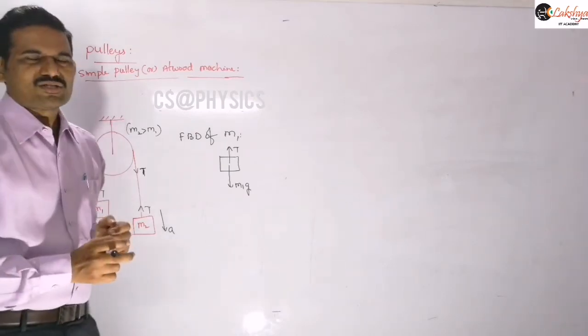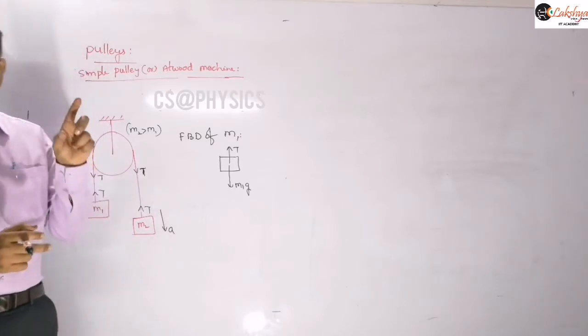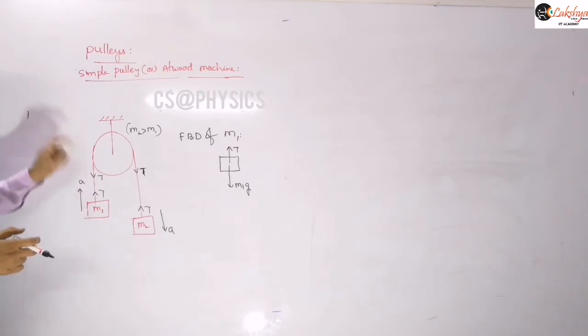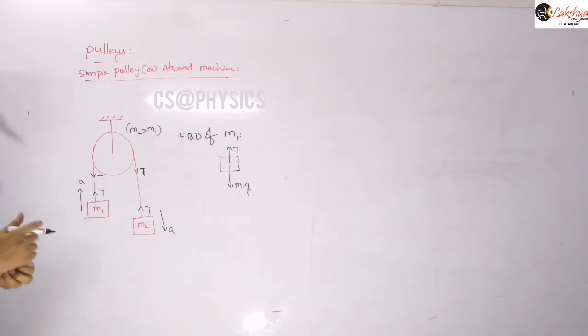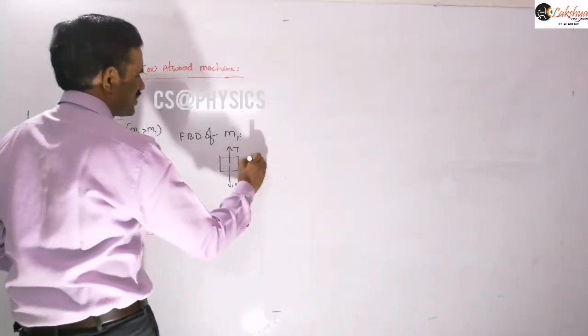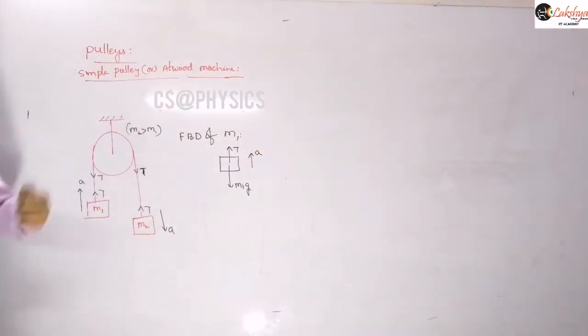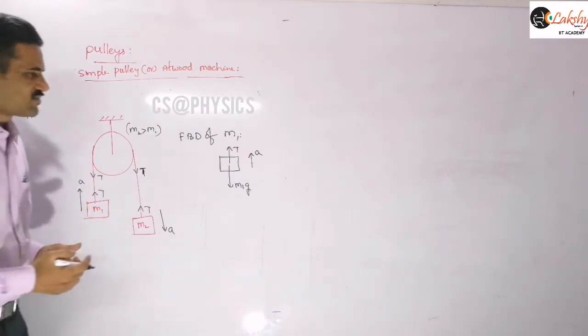The tension is always a pulling force, and at the ends it is always in the opposite direction. If you observe these two ends of the string, the tension is in the opposite direction here, right? Now under the action of these forces, M1 is moving upward, M2 is moving down, and the pulley is rotating.